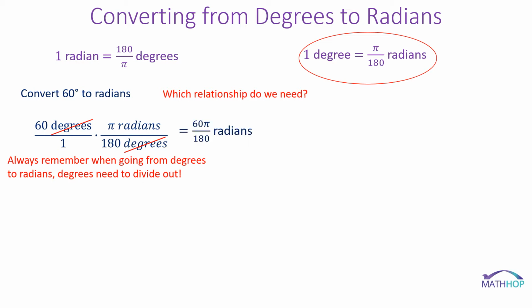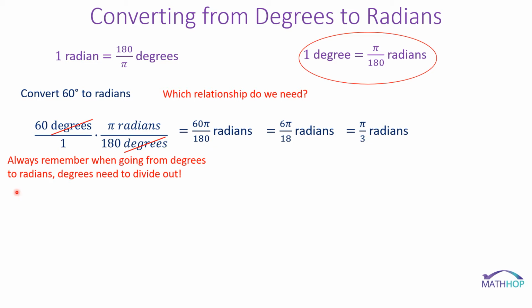So 60 times pi is 60 pi. 1 times 180 is 180. We have 60 pi over 180 radians. We are not leaving it like that. Let's divide by 10: 6 pi over 18. Divide by 6, we get pi over 3. So 60 degrees is equal to pi over 3 radians.